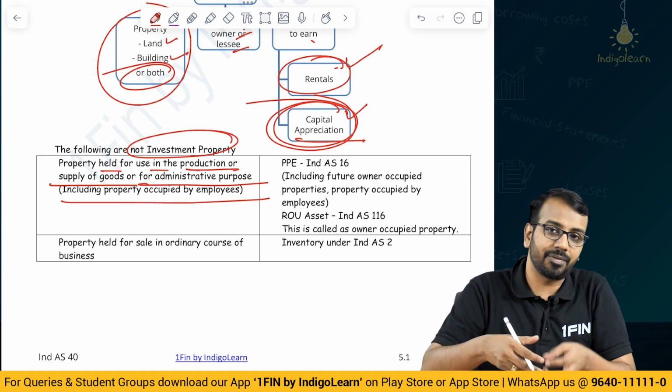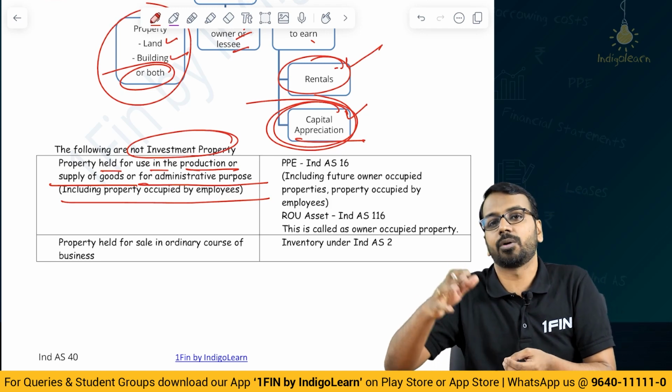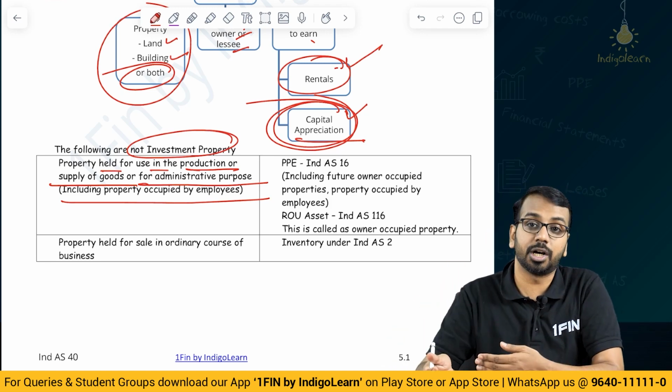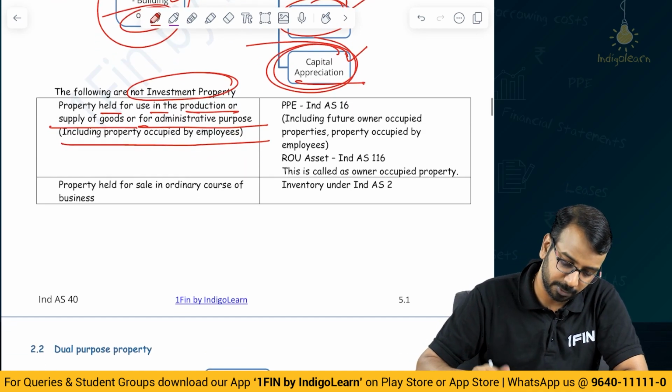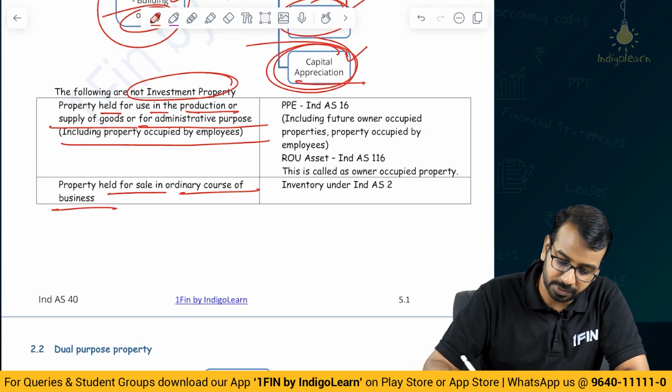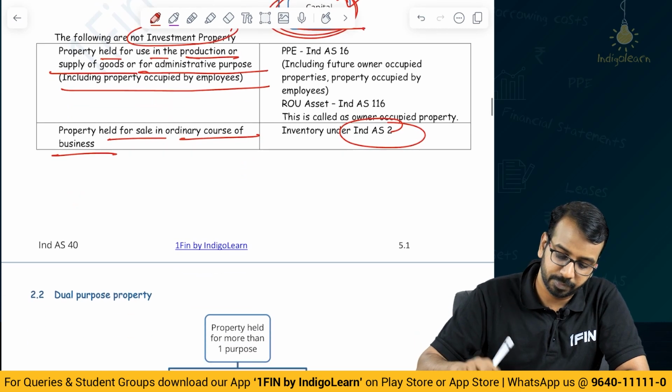But if I am having a property which I continuously give it out on rent and I hold the property so that in future when the value appreciates I will get more money, that is covered under investment property. Property held for sale in the ordinary course of business is covered by IndAS 2. Right?